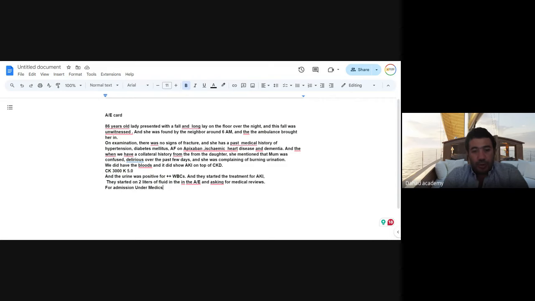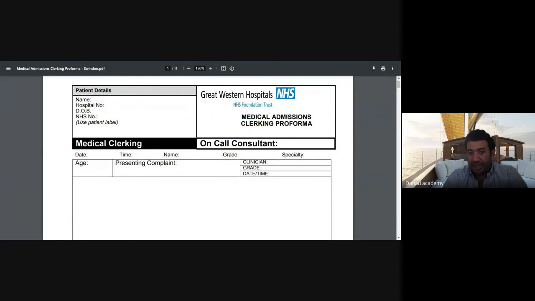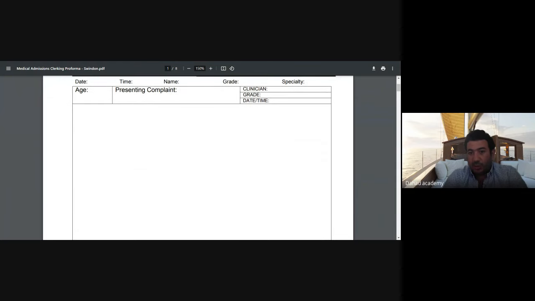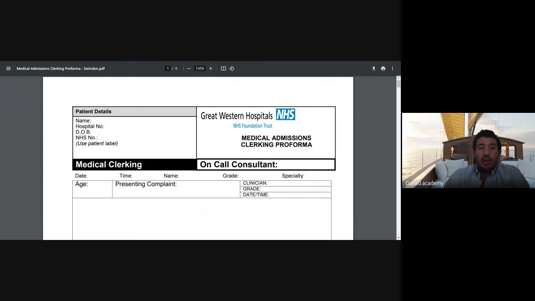All right, good. So let's go back to the clerking sheet. You are the SHO, the junior. You're going to go and see the patient. What are you going to do? This is the clerking sheet, and you will go through it in an easy way. Okay. All right. Let's go back to our document. You did read this on the A&E system, and now you're going to clerk the patient. So tell me what you're going to write.